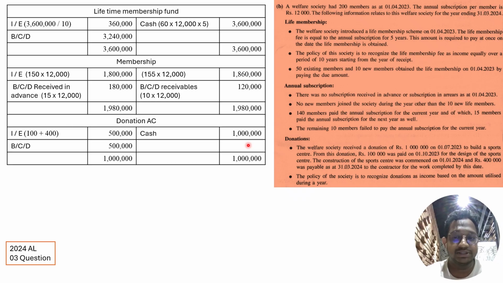And their policy is to identify the donations as income based on the amount utilized, right? So totally they utilized 500,000 from donations to build that sports center. And that 500,000 you should transfer to the income statement as well, right?